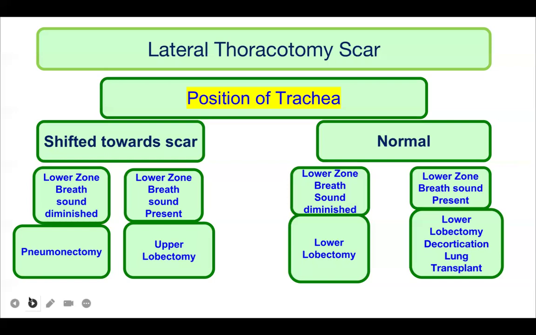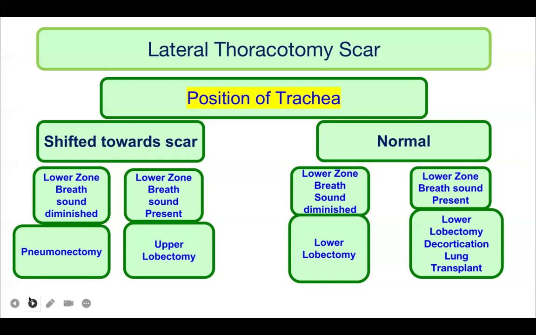Okay, so the issue is that if the trachea is shifted towards the site of the scar mark, we need to check the lower zone breath sound. If lower zone breath sound is present, it's a case of upper lobectomy. If lower zone breath sound is absent, it's a case of possible pneumonectomy.